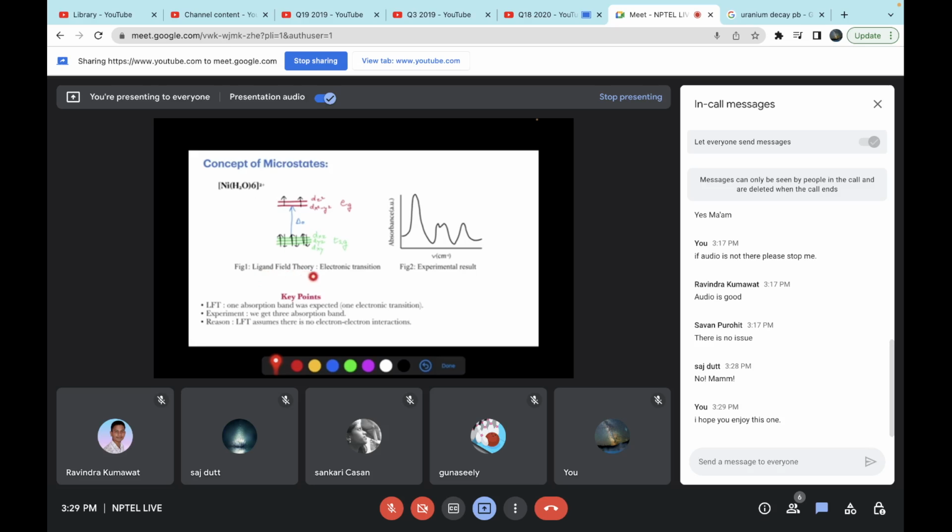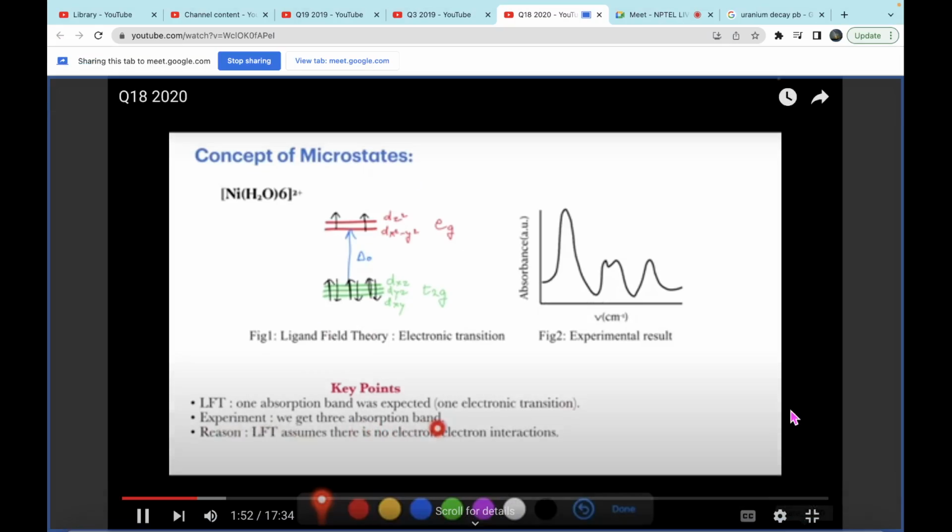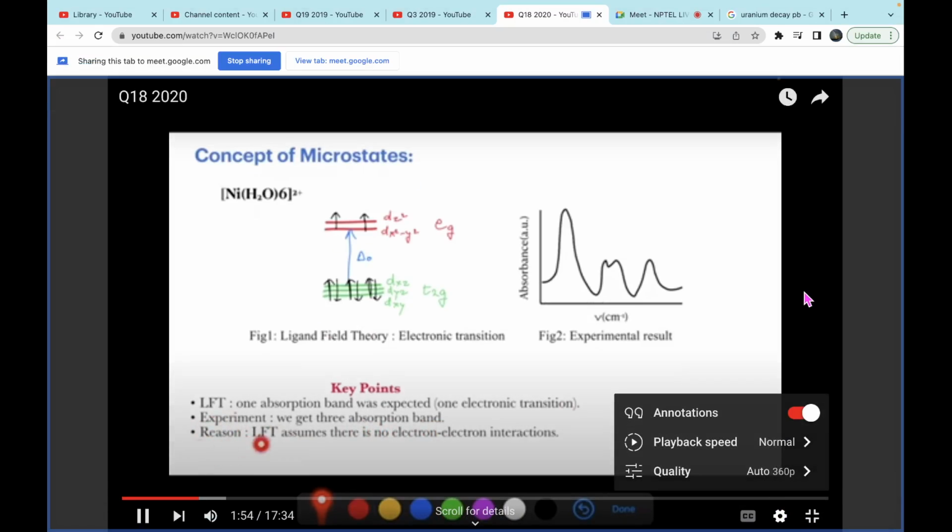So LFT predicts that the number of electronic transitions will be 1, but we find that the absorption spectrum is way more complex than expected. Instead of a single absorption band, we get multiple absorption bands. So here LFT is unable to explain this. The key point is that from ligand field theory we expected only one absorption band, that is one electronic transition, but through experiment we get 3 absorption bands.